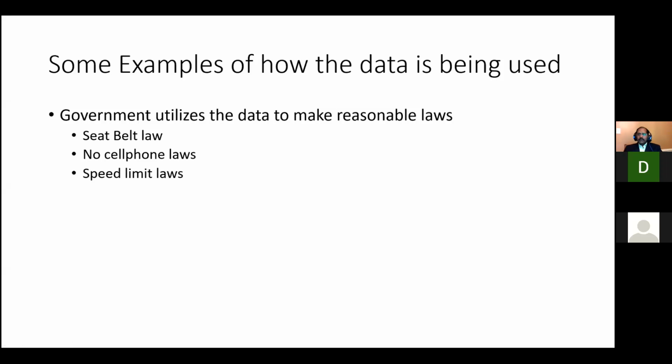In some places, accidents happen because of the speed limit. The speed limit is too high, so then they reduce the speed limit. In this area the visibility is less. In those areas they reduce the speed limit and add fines.